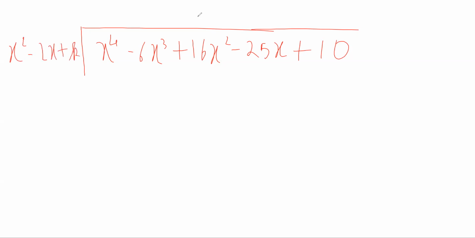This is the question. When you divide these two, the remainder comes out in the form x plus a. Then you find k and a. So now let's first divide this p of x, that is x to the power 4 minus 6x cube plus 16x square minus 25x plus 10, by x square minus 2x plus k.